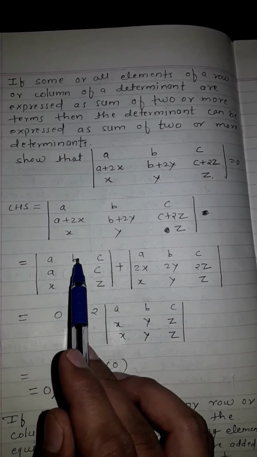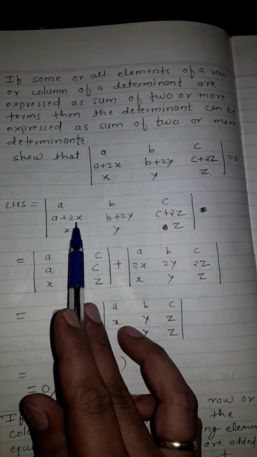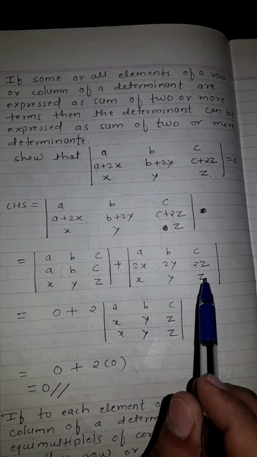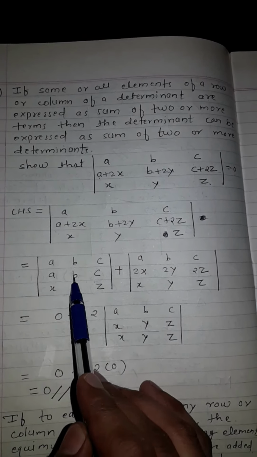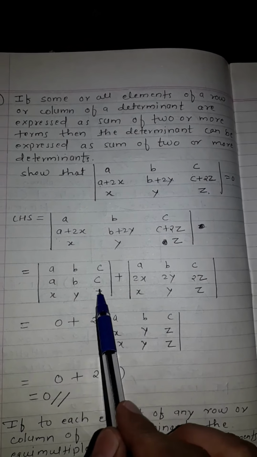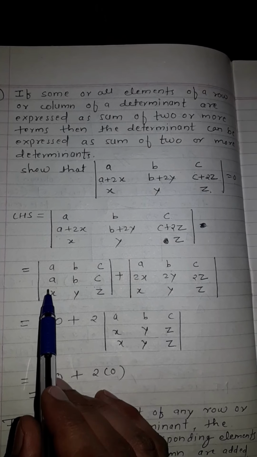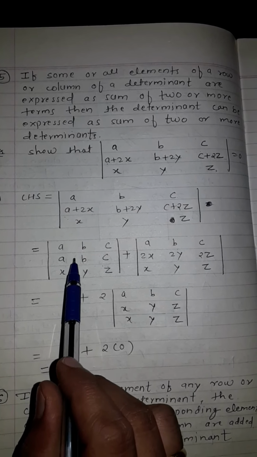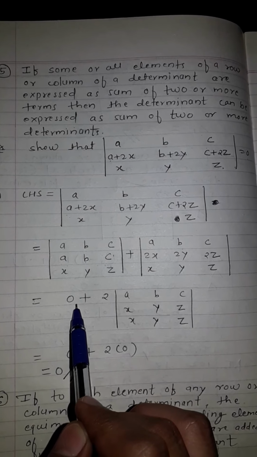This is your first determinant. Next, again A, B, C as it is. Again from the second row, now you have to take the second element, 2x, 2y, 2z, and again the third row as it is. See, here it was a sum of two terms, and now I got a sum of two determinants. Suppose if you have a sum of three terms here, you will get three determinants. Now as per property number 3, what property number 3 says is, if any two rows are identical, then the value of the determinant is 0.